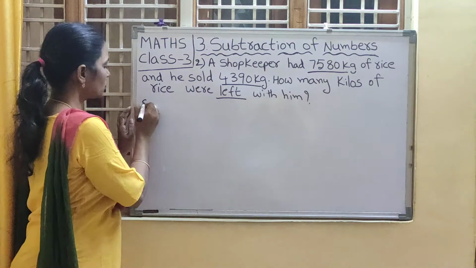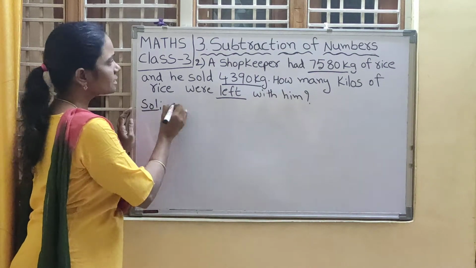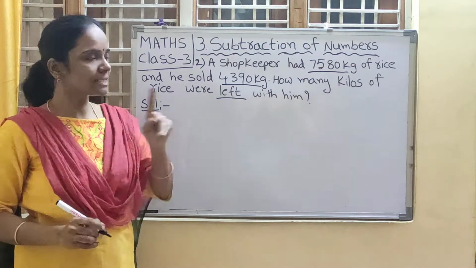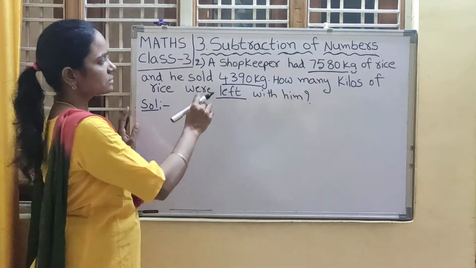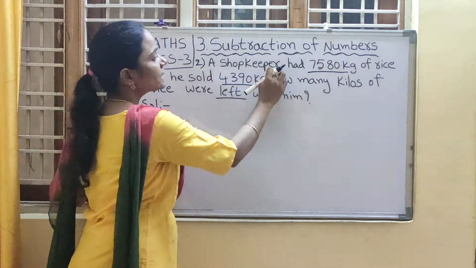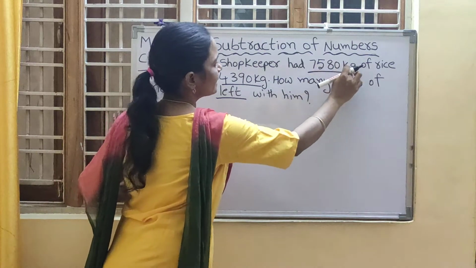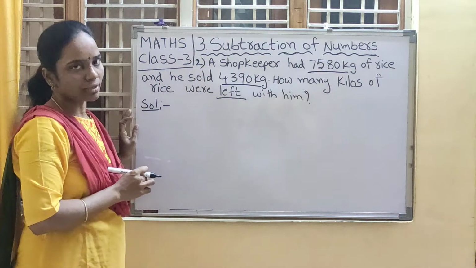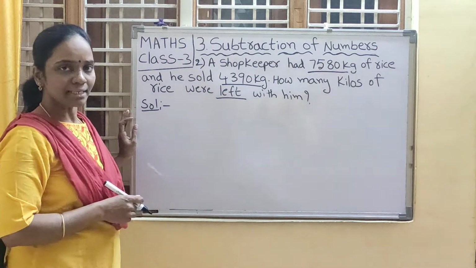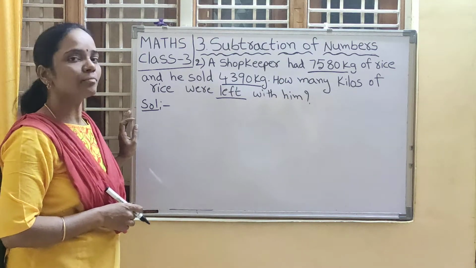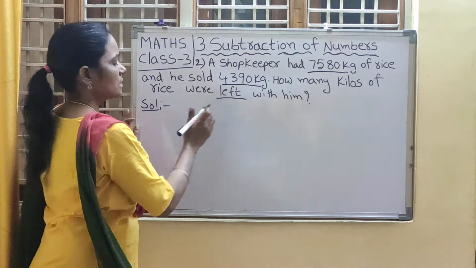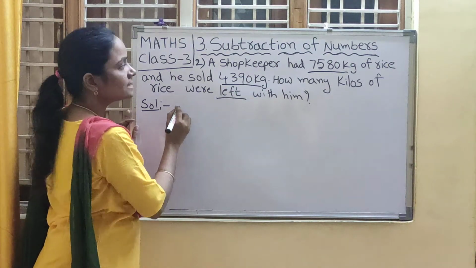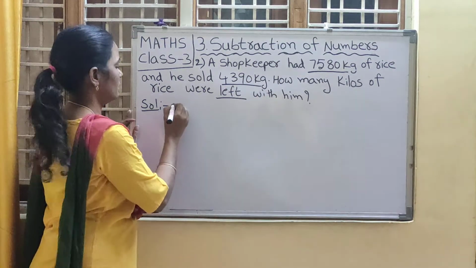First write down the solution. Write down the first statement, children. You will get the first statement from the first sentence. Read, everyone. What is the first sentence? A shopkeeper had 7,580 kgs of rice. Okay. From that, how do you write a statement, children? Come on everyone, put your own sentence in your books. Yes. Rice had by shopkeeper.